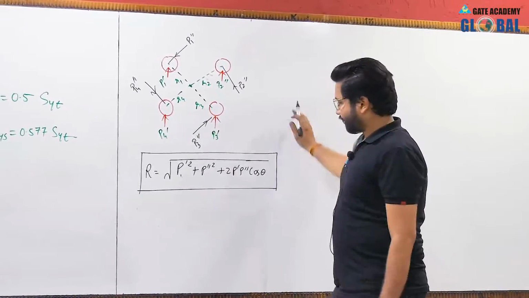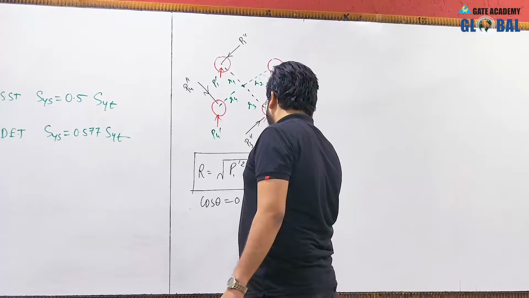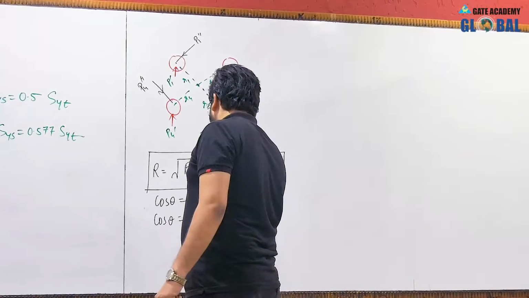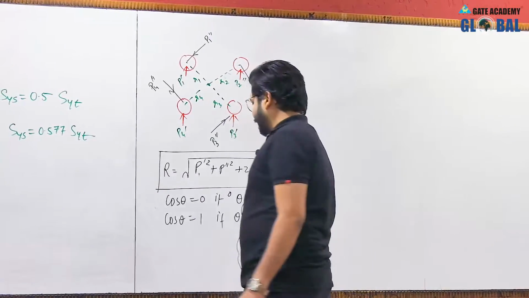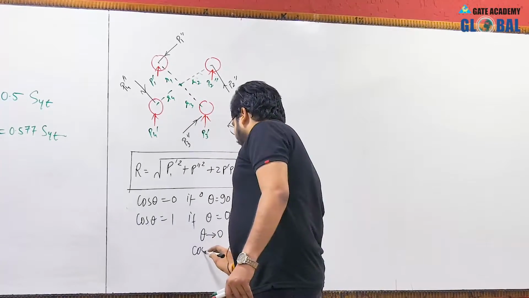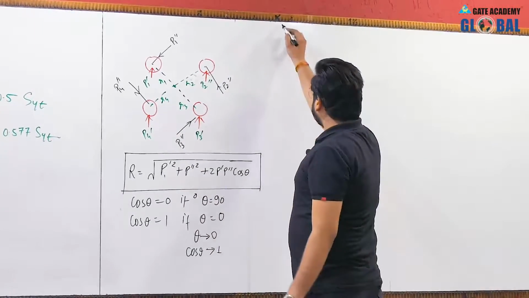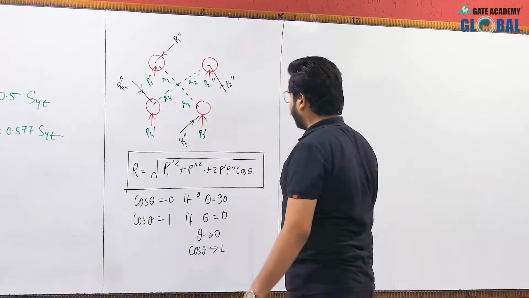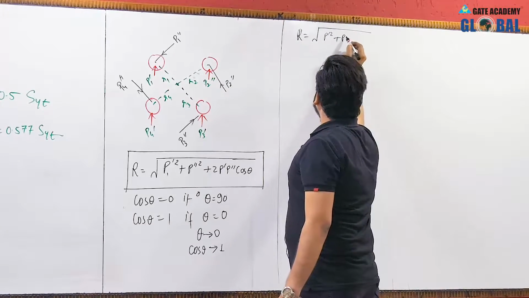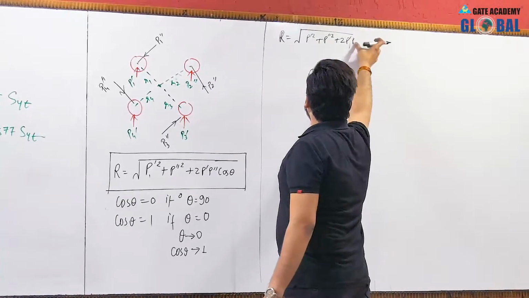Now we know that cos theta is equal to 0 if theta is equal to 90 degrees. Cos theta is equal to 1 if theta is equal to 0 degrees. So we can say that if theta is tending towards 0, cos theta will be tending toward 1. From this equation, if cos theta is equal to 1, then what will be the resultant force? This will be root over P dash square plus P double dash square plus 2 P dash P double dash.